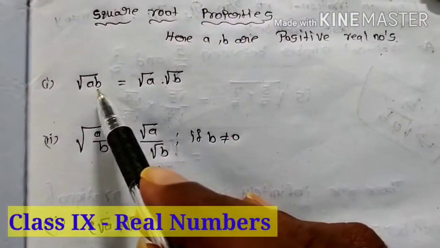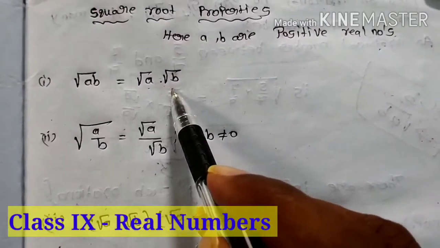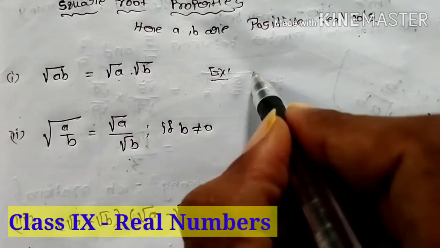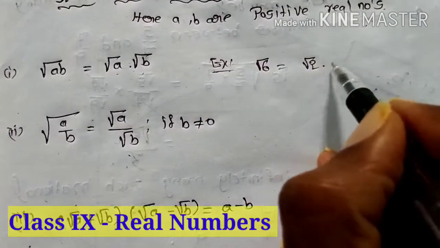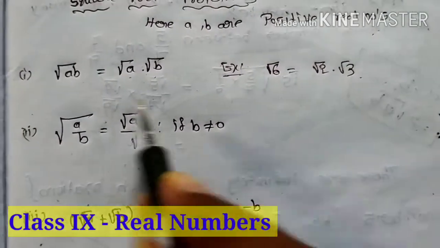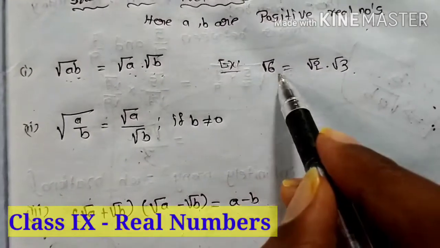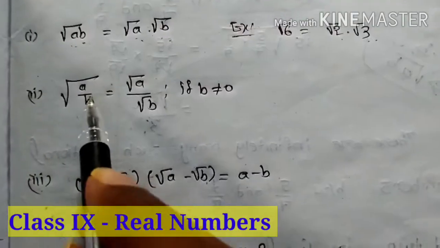Now you can see the first one here: square root AB is equal to square root A into square root B. For example, for easy purposes, I am saying root 6. How can you write root 6? Root 2 into root 3. Yes or no? That means root AB is equal to root A into root B. In the same way, root 6 can be written as root 2 into root 3. In a similar way, one more here.